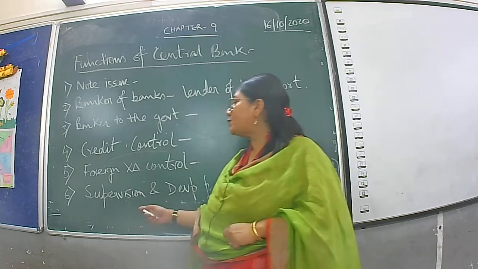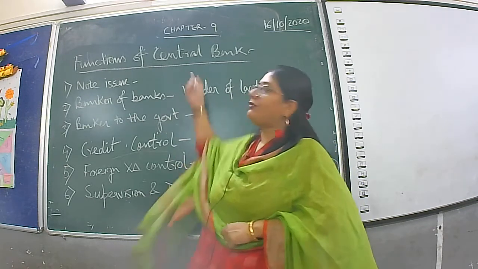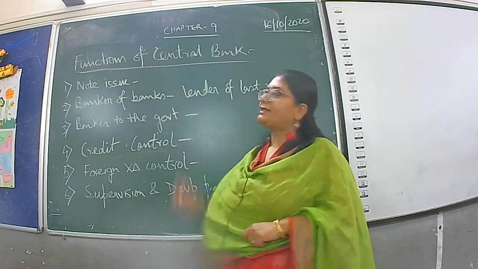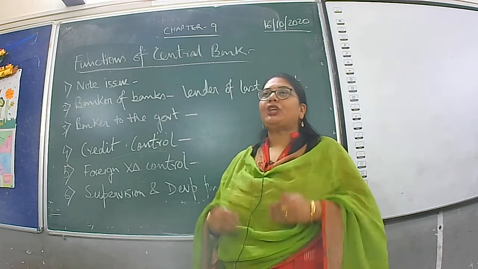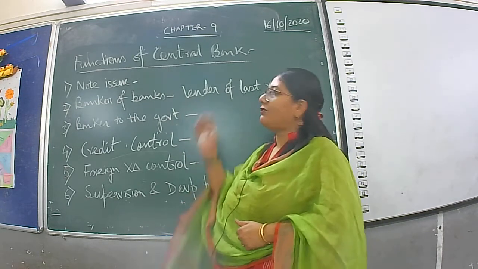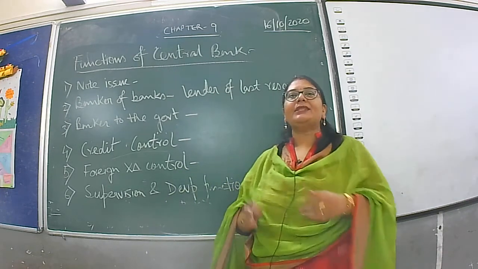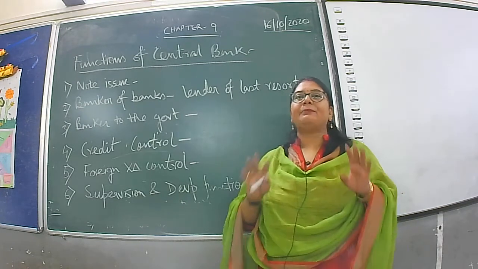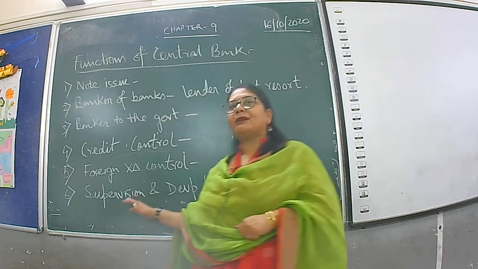And the last one is the supervision and development function. Supervision implies that the central bank is the apex institution, the apex bank, as a guardian. It supervises the functioning of all the commercial banks. Any important decision of the commercial banks must be granted by the central bank. For example, branch expansion, any change in the management, any change in the working method, all these things must be approved by the central bank. So that's why this is the supervision function.